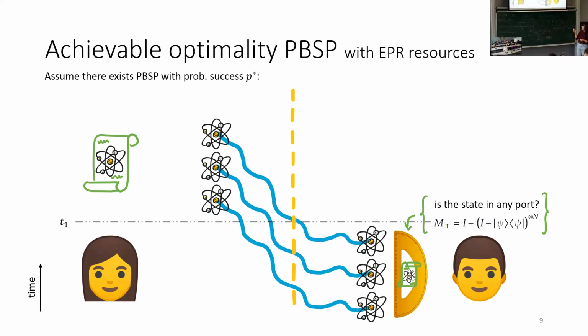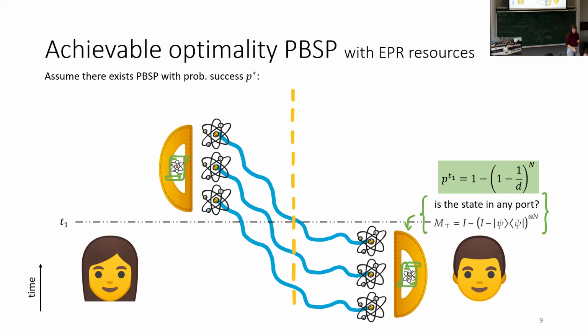And like measuring, is it nowhere? And then the opposite of that, is it in some of the ports? That's the question he asked. And the result is that it will be in some of the ports with certain probability of success, at the time before Alice has done anything. And now imagine that afterwards, Alice makes some measurement.